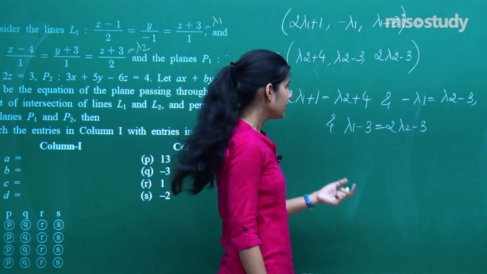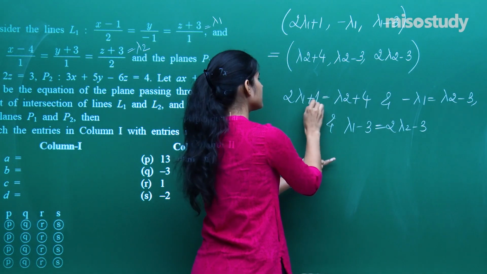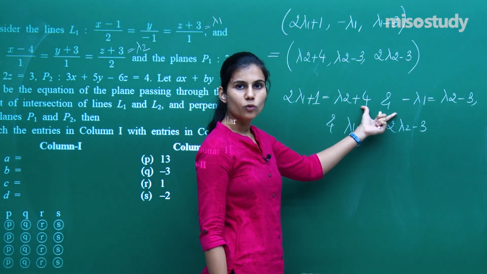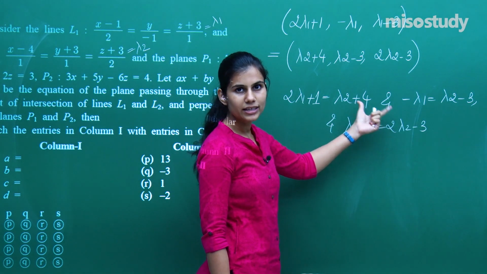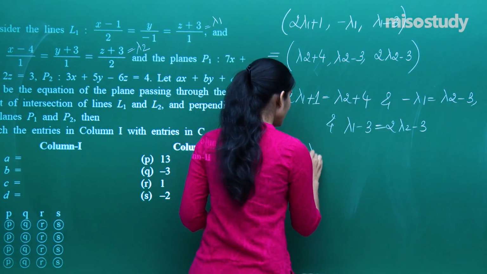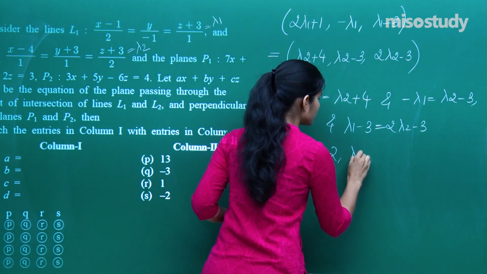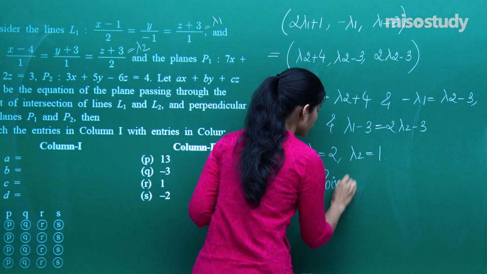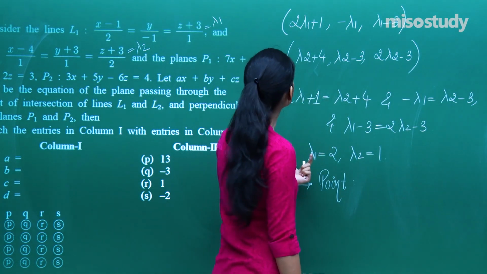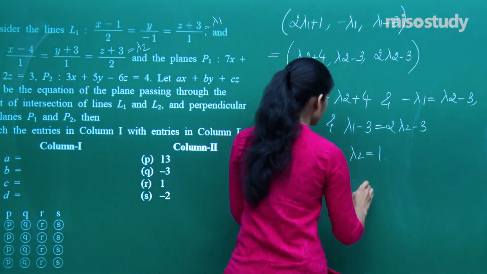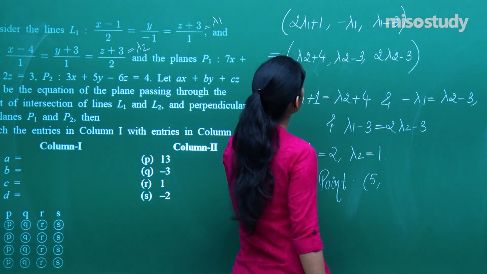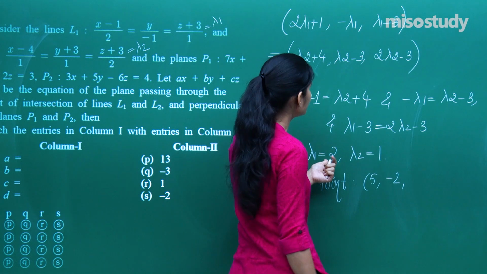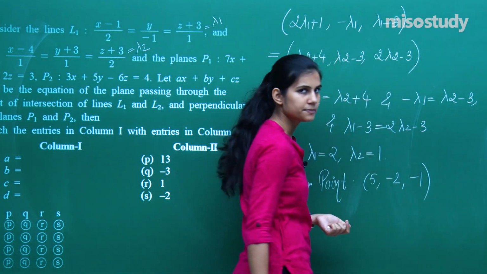Now over here, once you've got this, what do you think is the next step? You are going to find out the equations that are formed in lambda 1 and lambda 2 and get the value of lambda 1 and lambda 2. Lambda 1 comes out to be 2 and lambda 2 comes out to be 1, which eventually gives you the point of intersection of line 1 and line 2 as what? So lambda 1 is 2, 4 plus 1 gives you 5, minus lambda 1, so minus 2, and lambda 1 minus 3, 2 minus 3 is minus 1.